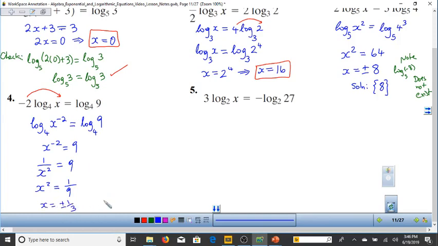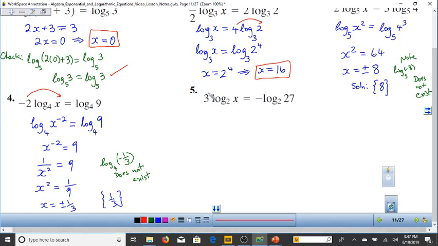And as before, only 1/3 works because we'll be finding log base 4 of negative 1/3, which does not exist. However, if we did do log base 4 of 1/3 here, that will still work out pretty nicely. You'll see, you can check that one. Let's go on to this example here.